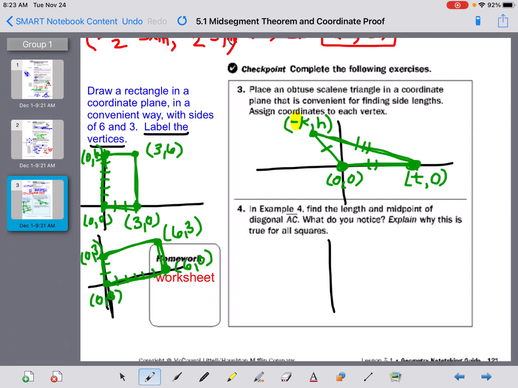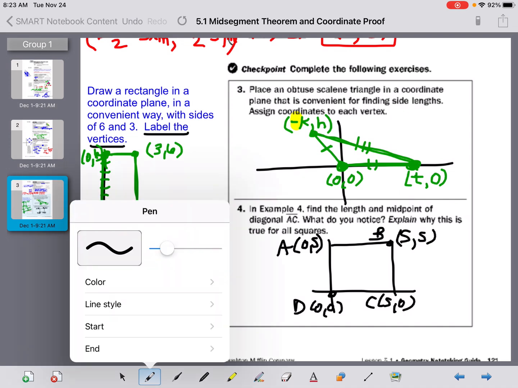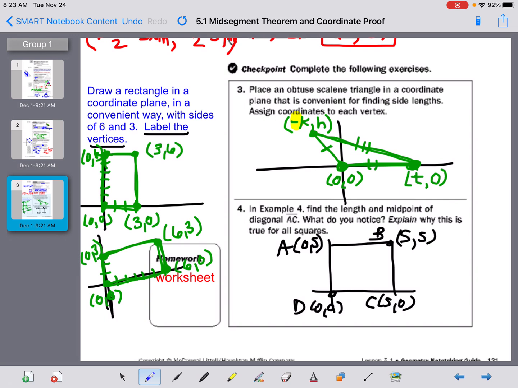let me draw that square again. I had this square here. It was at 0, 0, S, 0, 0, S, and S, S. This was A, B, C, D. So it's the same square as above, but this time they want us to change it up and find the midpoint of diagonal AC. So we're going to find this midpoint instead. We changed the diagonals, okay?